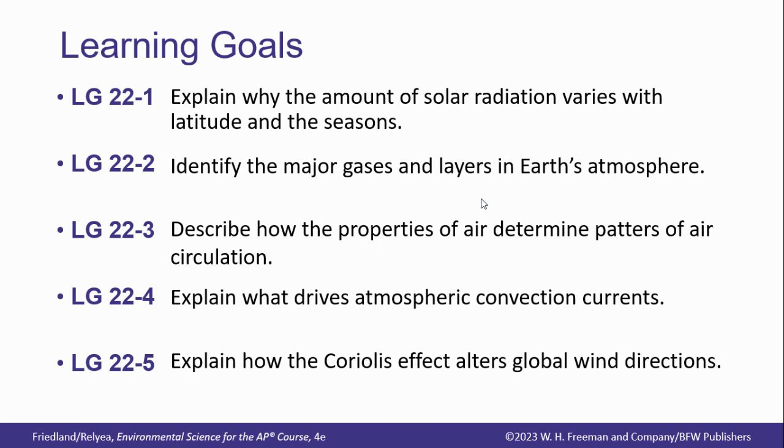And then finally, how does the Coriolis effect alter the global wind direction? The rotation of the Earth on its axis causes points at the equator to spin much faster than points near the poles. As a result, air movement from the Hadley, Ferrel, and polar cells near the planet's surface are deflected east or west. The combination of this convection current and the Coriolis effect produces winds that differ in direction at different latitudes.